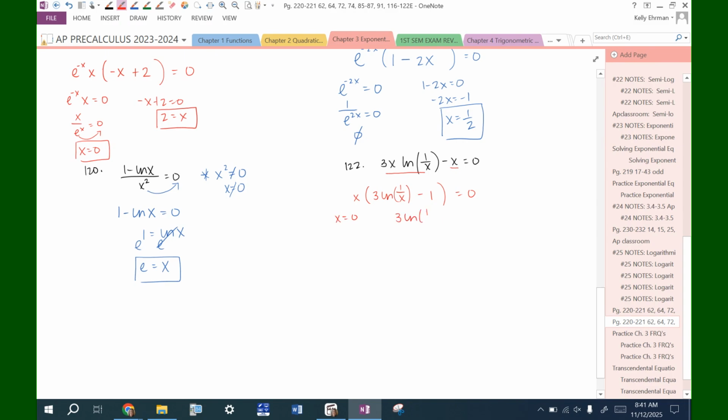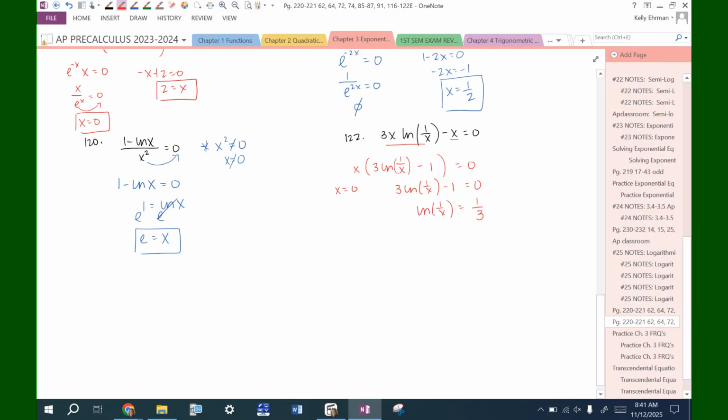From this, I need to isolate the natural log by adding 1 and dividing by 3. I could expand this out, ln of 1 minus ln of x. I'm just going to go ahead and base e both sides, though. I don't think it's going to be too bad. I don't know. Maybe this would have been better. I'll do it both ways.